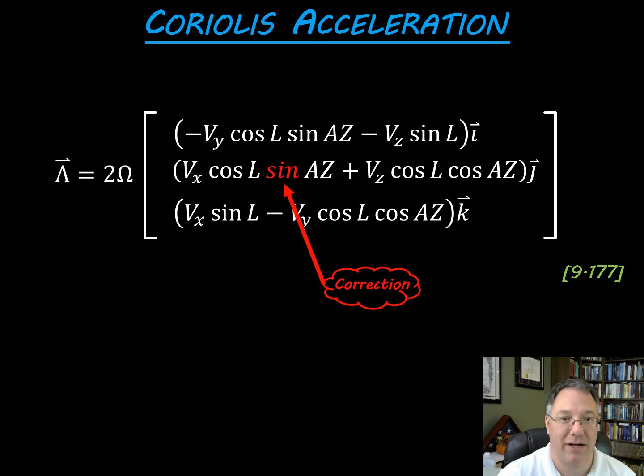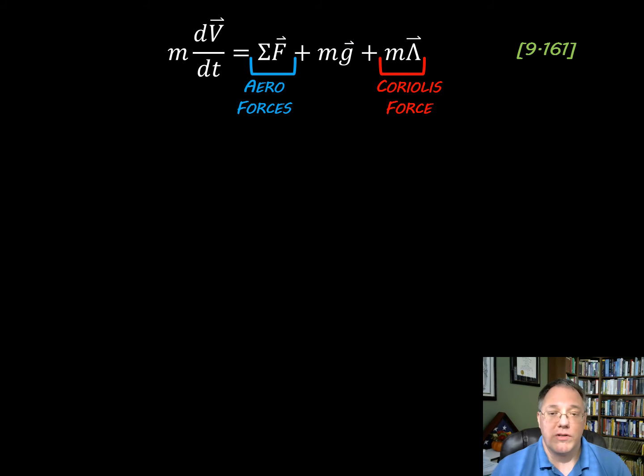So make that correction in your text. All right, so returning back to our generalized model here, we have a force, mass times acceleration, equal to the sum of our aerodynamic forces plus a force from gravity plus this Coriolis force that is apparent because of the rotation of the Earth.